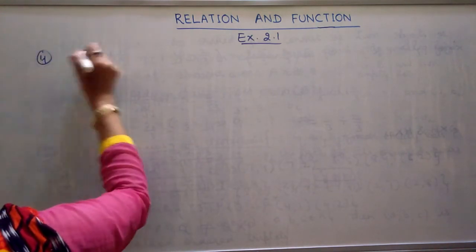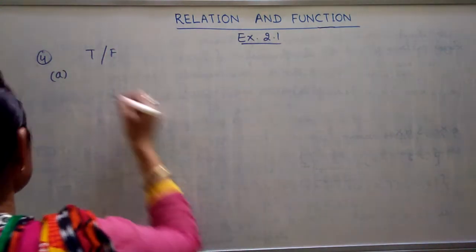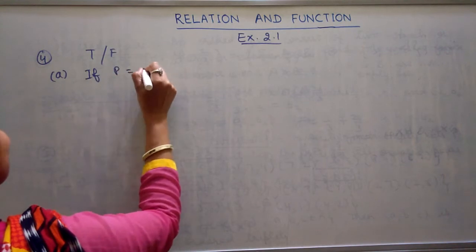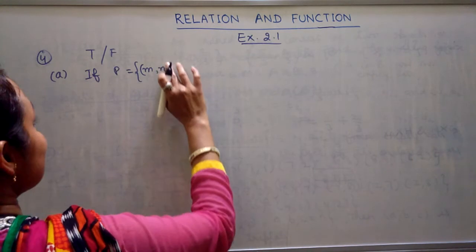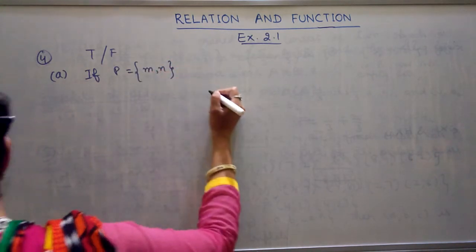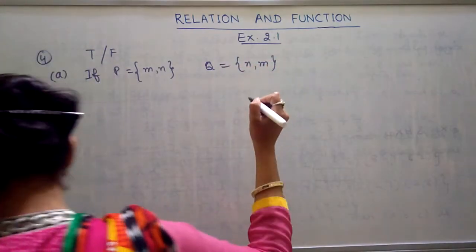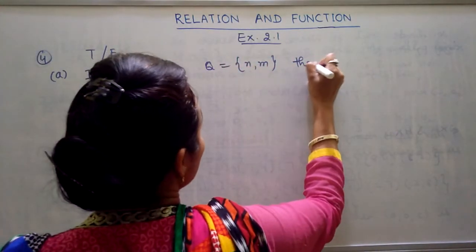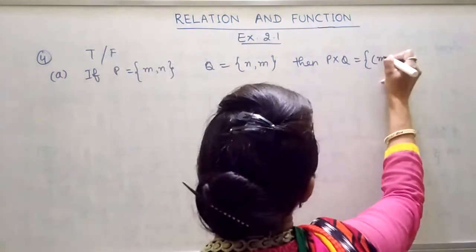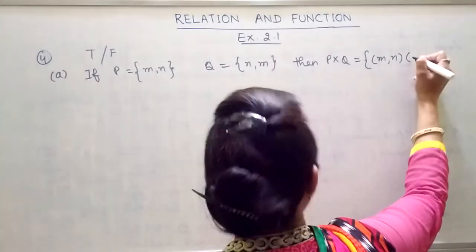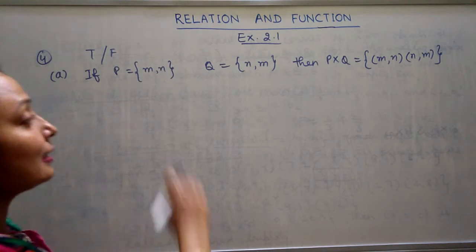True, question number 4, you have to do true and false. First question is, if P is equal to (M, N), (M cross M, N), that should not be in a double, M cross N, and Q is equal to N cross M, then P cross Q is equal to (Mn, Nn). Is it right? The first statement you have to tell whether this is true or false.